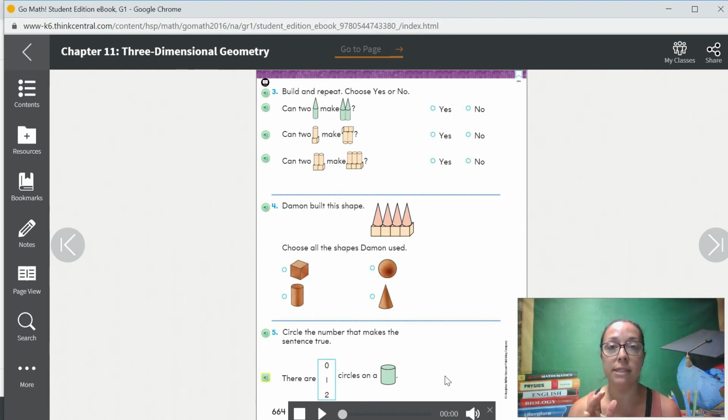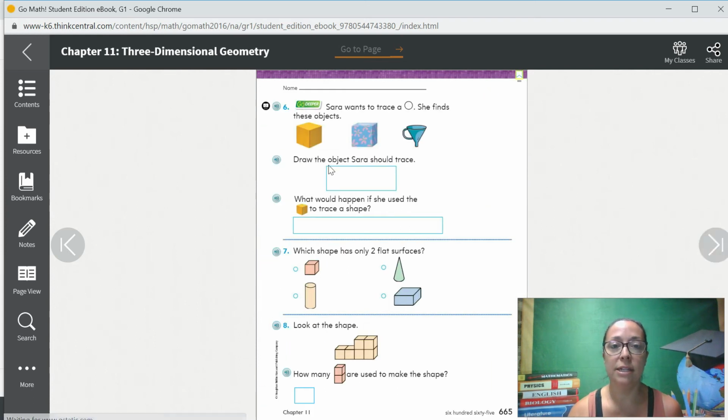So think of the cylinder. Remember, if you make it flat, si lo pones en la parte plana, ¿cuántos círculos puedes hacer? How many circles could you make if you put it on a flat surface? I think that's an easy one too, if you use your noggin. All right, let's continue. Number six.